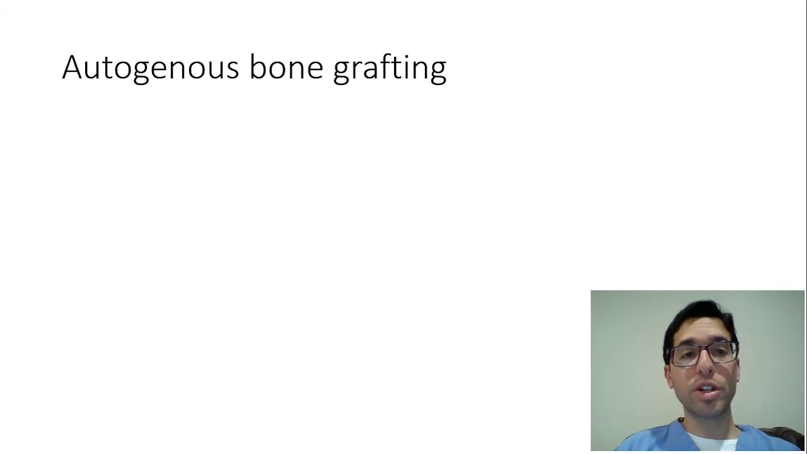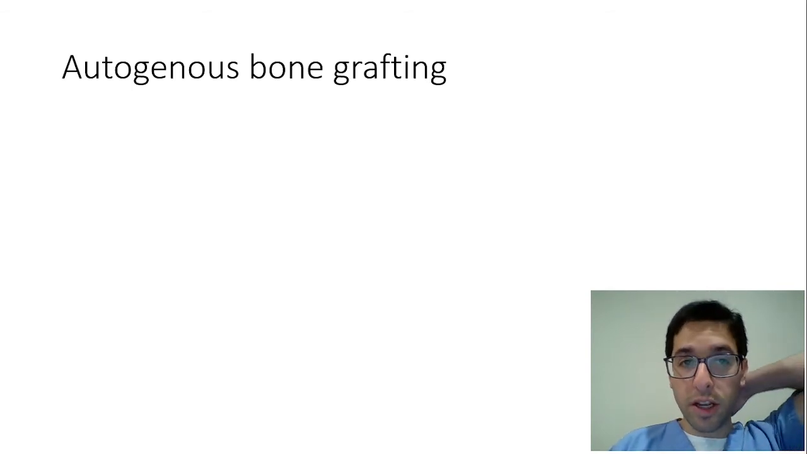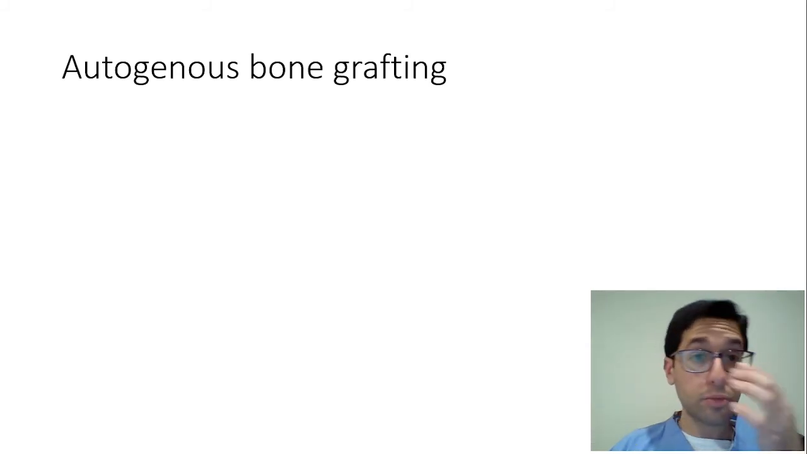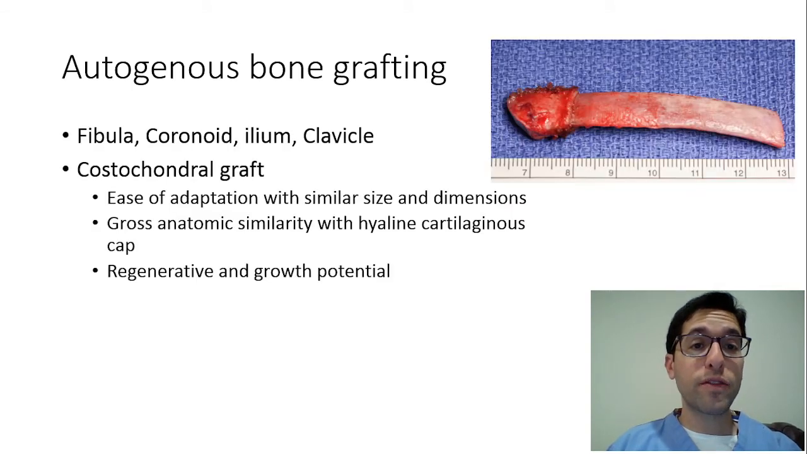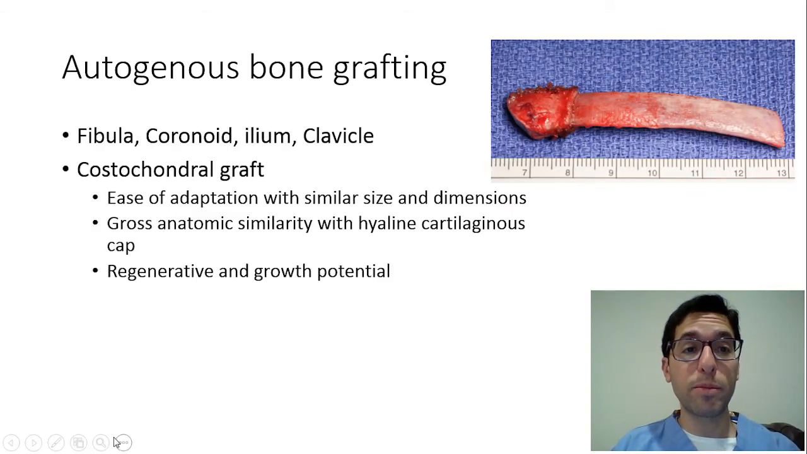And what are your options? So like we said before, you have 3. The first one will be autogenous bone graft. Autogenous bone graft, we're going to talk about it. It is primarily used for children. All right. Now there's different sources, so you can harvest the fibula, the coronoid, the ilium, the clavicle, but most common it is the costochondral graft.